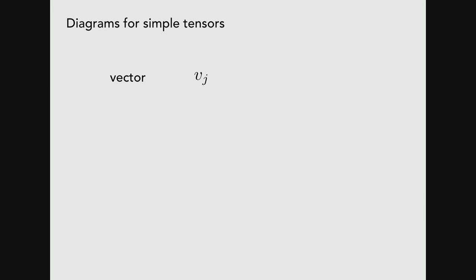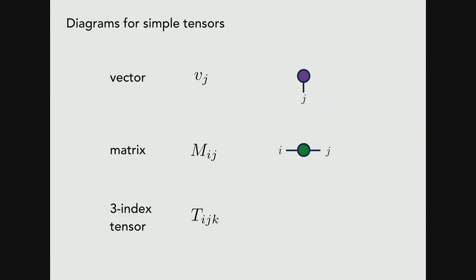The simplest example of a tensor besides a scalar is a vector with one index. So that's just a blob with one index. A matrix has two indices. A three-index tensor has three indices. Okay, that's rule number one.